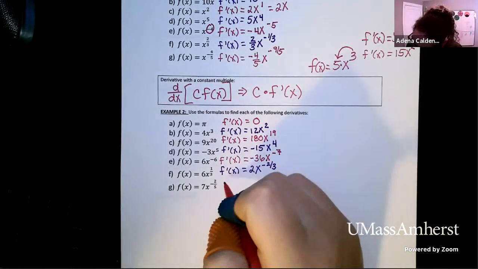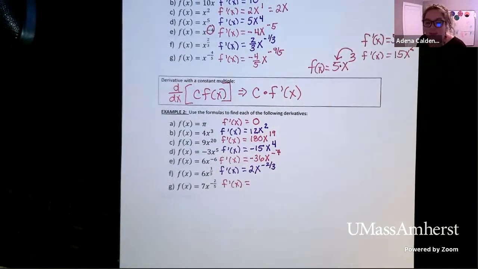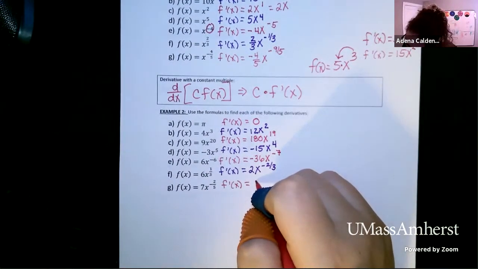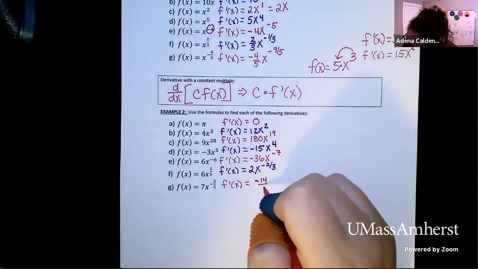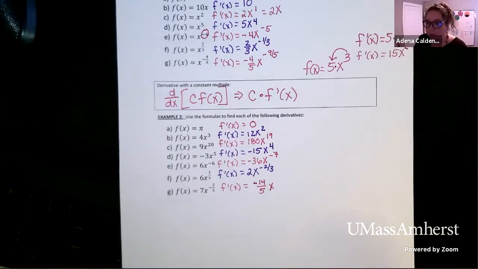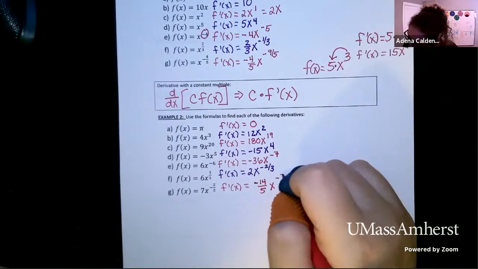And then the last one, we have 7x to the negative 2/5. So negative 2/5 comes down to multiply 7, giving me negative 14/5 x. Now negative 2/5 minus 1 is going to give me negative 7/5.